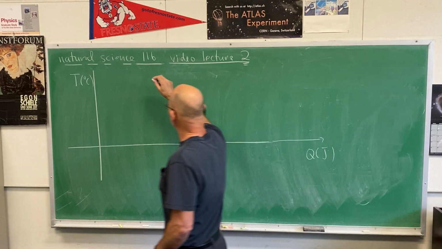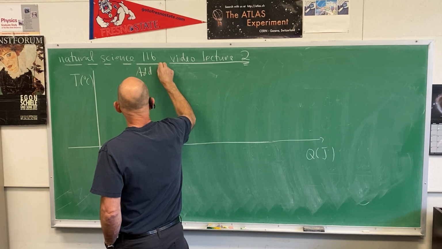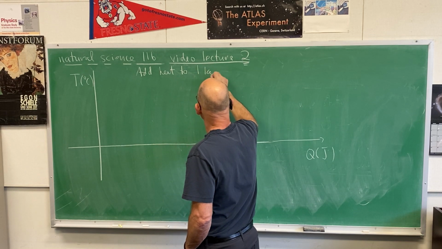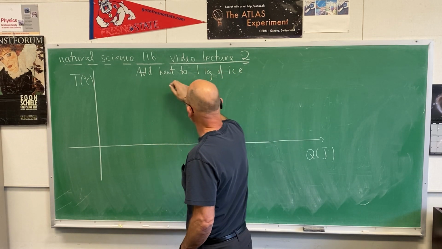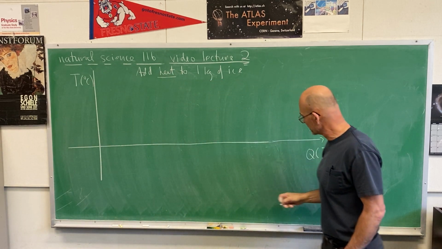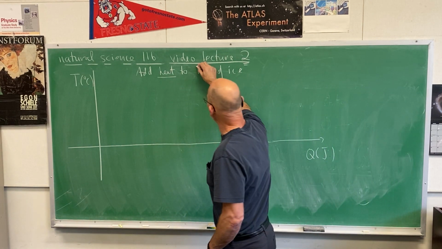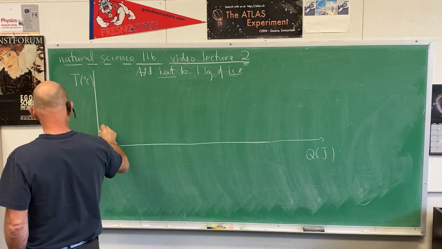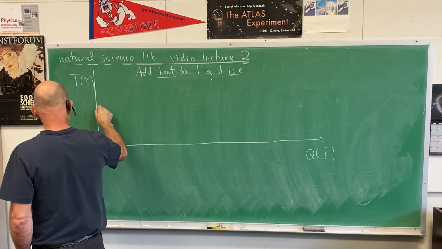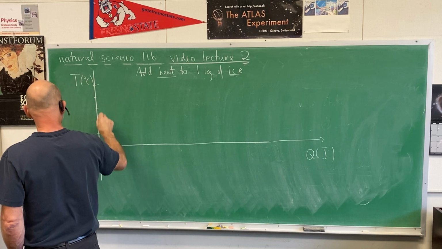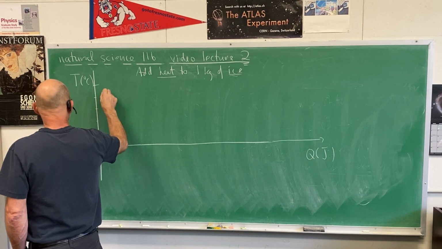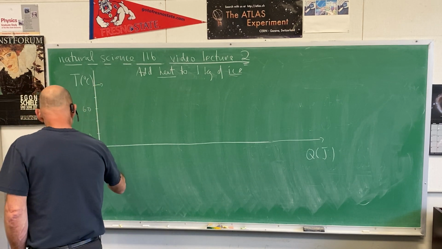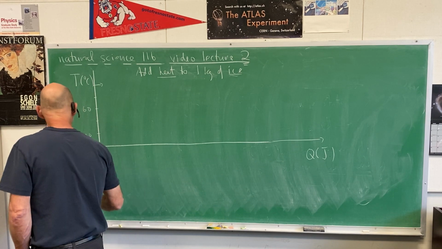Okay, so Q in joules. And what we're doing here is adding heat to 1 kilogram of ice. So we're adding heat, which is just energy. We can talk about it in joules. So 1 kilogram of ice, and we're going to start out. Let me make a scale here: 20, 40, 60, 80, 100. So there's 20, and there's 40, 60. Good. So 100 is this one, and we'll have minus 20 degrees Celsius.